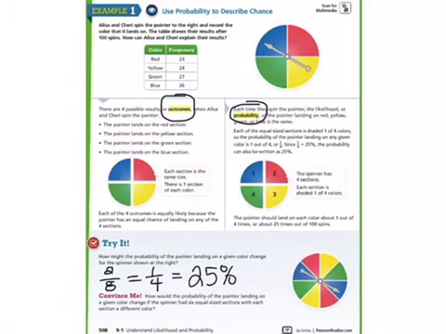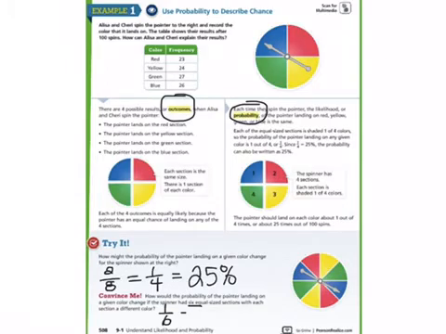The convince me question, though, is slightly different. It asks us, how would the probability of the pointer landing on a given color change if the spinner had 6 equal sections with each section a different color? Well, if we had 6 sections and each section had a separate color, then the probability of spinning any color on that spinner would be 1 out of 6.